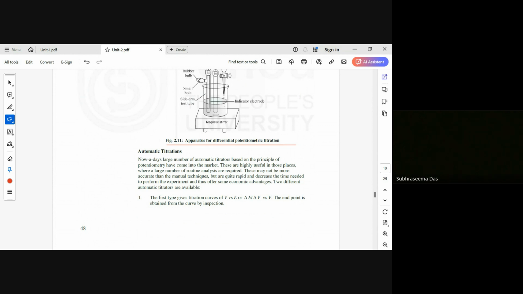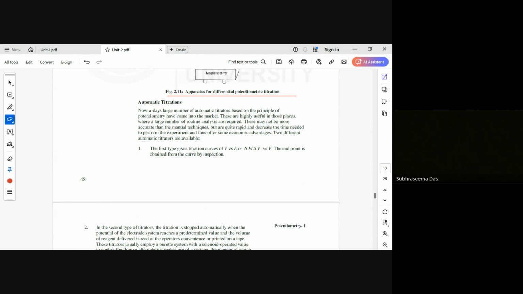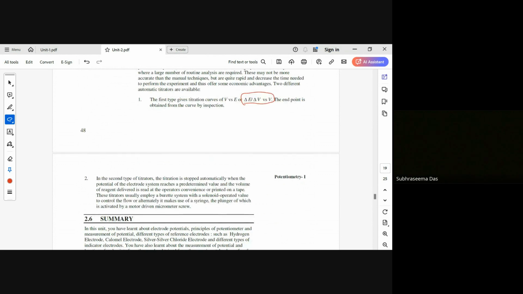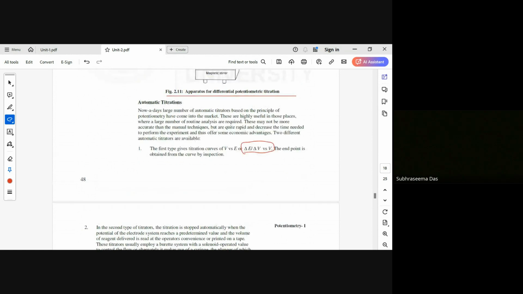Nowadays, a large number of automatic titrators based on the principle of potentiometry have come to the market. Two different automatic titrators are commonly available. The first type gives the titration curves of V versus E, or most commonly delta E by delta V versus V. The end point is obtained from the graph. So here in this automatic titration, we plot a graph where on the y-axis we take delta E by delta V, and on the x-axis the volume is plotted. So from this graph, by extrapolation, we can find out the actual value.